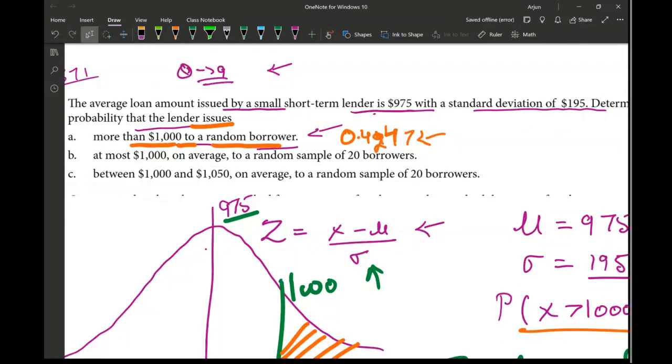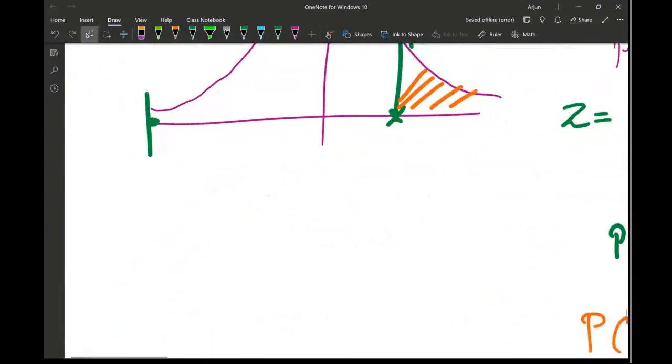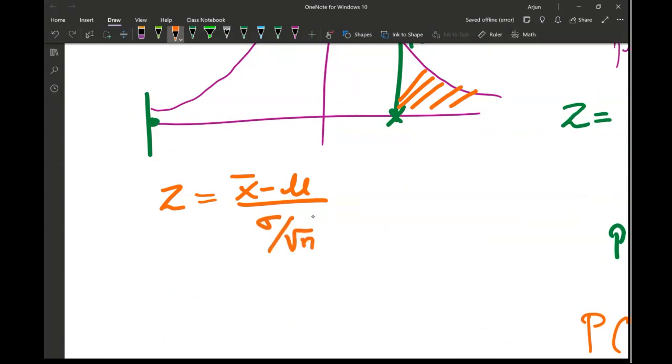All right, so now let's look into part B. At most 1,000 on average to a random sample of 20 borrowers. So the n value is given to me. So I will apply the formula of x bar now. This is a central limit theorem question. So the formula is going to look like z equals x bar minus mean divided by sigma over square root of n. This thing is called standard error.